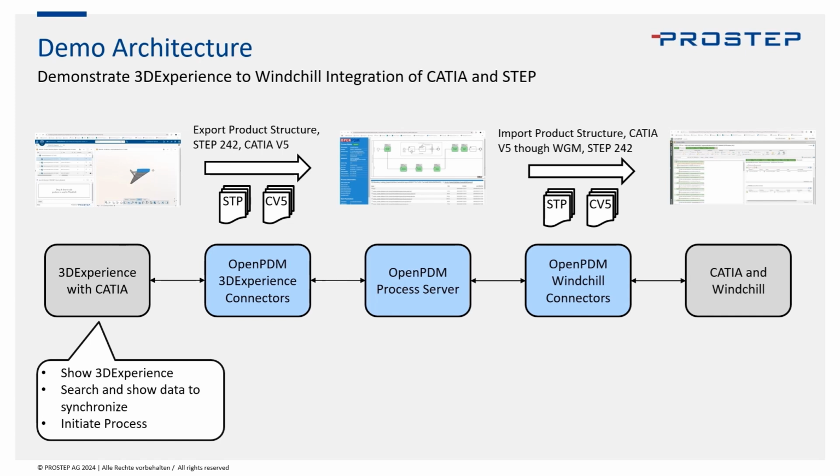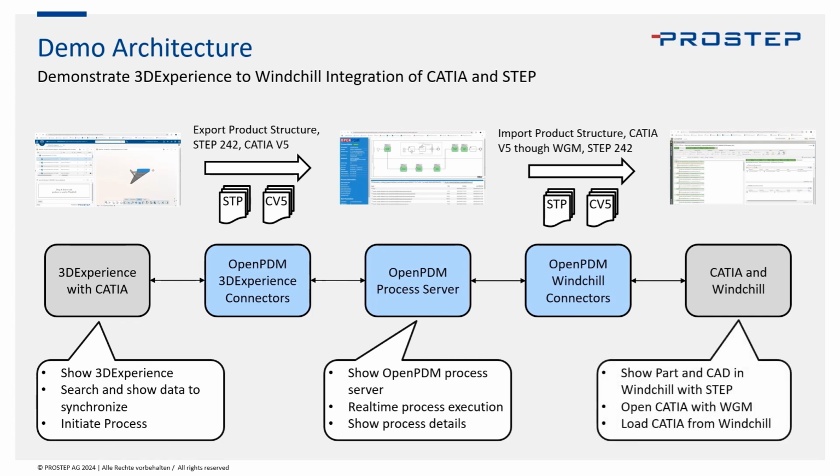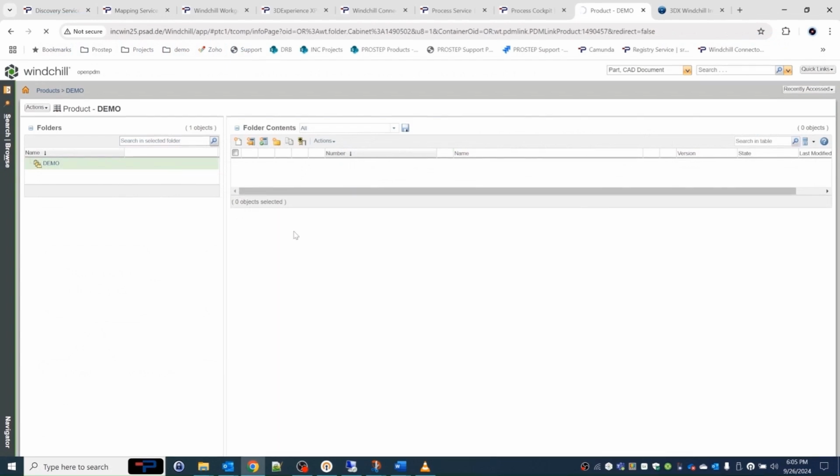To do this, we're going to show 3DX, we're going to show the data that you're going to need to synchronize, and then we have a little widget where we can initiate the process. We'll show that process running in OpenPDM, the execution results, and the other details along with that. And then finally, we're going to go into Windchill. We'll step through the part structure and the designs, and you can see the step files, as well as load the data through the Workgroup Manager into CATIA so you can see the ultimate results.